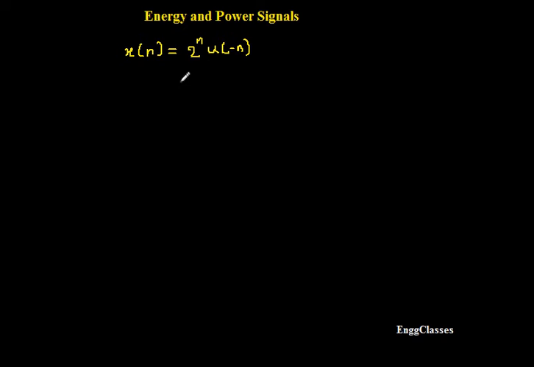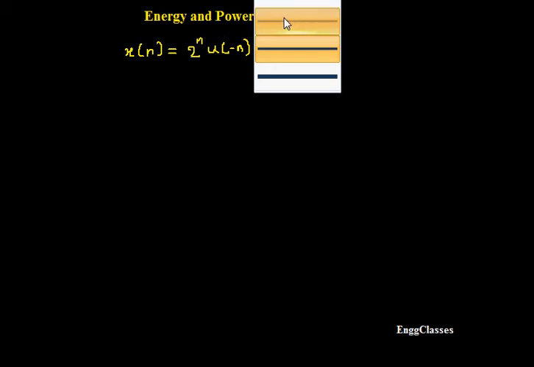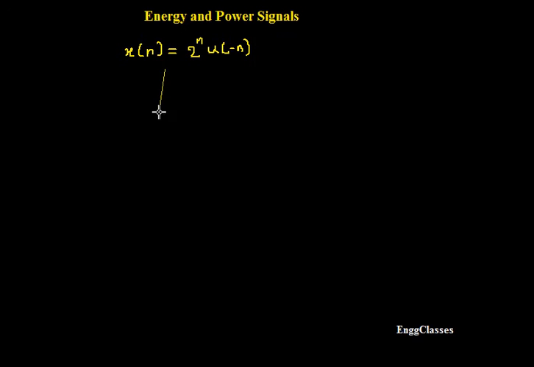Next thing is, what is that? It is 2 to the power n u of minus n. The signal is a product of two signals. One is 2 to the power n, another is u of minus n. Later I need to multiply them. So the very first task is I need to sketch these signals. So how do I sketch these signals? Let me start with that. First I'll sketch 2 to the power n. Later I'll also sketch u of minus n, and I will multiply them.